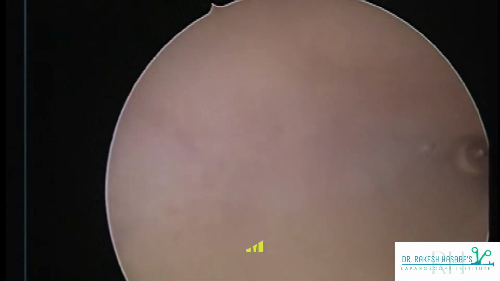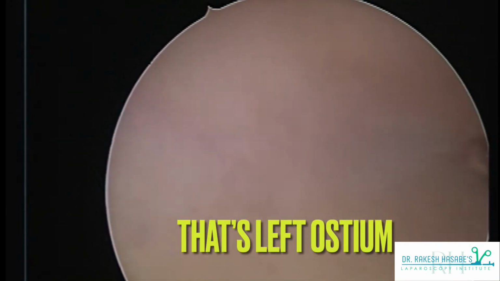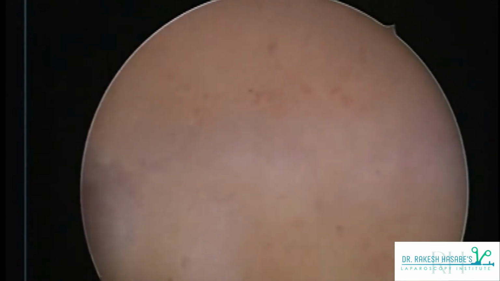tubal ostium. If you have noticed, on both sides there were bubbles coming out from the tubal ostium, and it is nothing but suggestive of tubal patency.